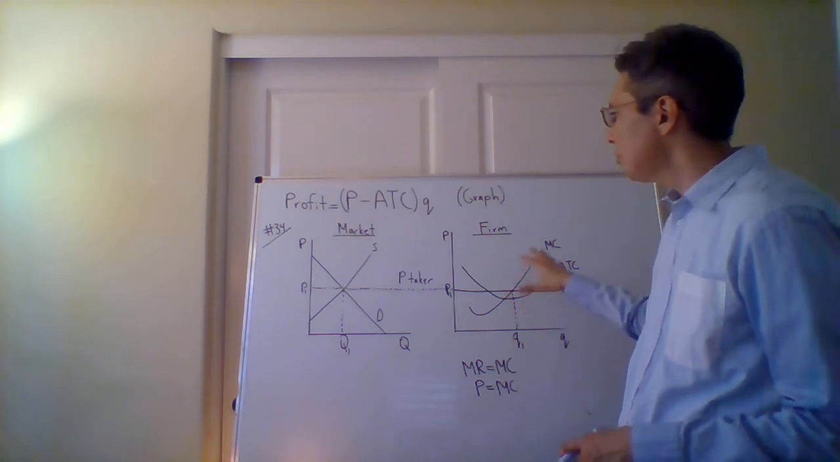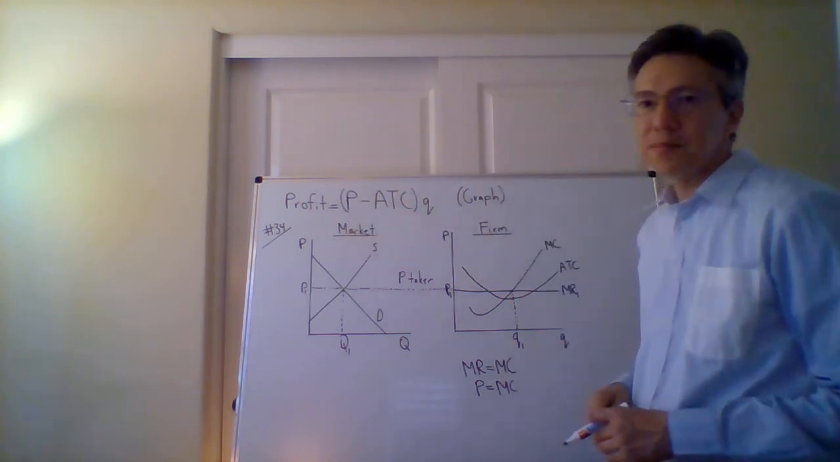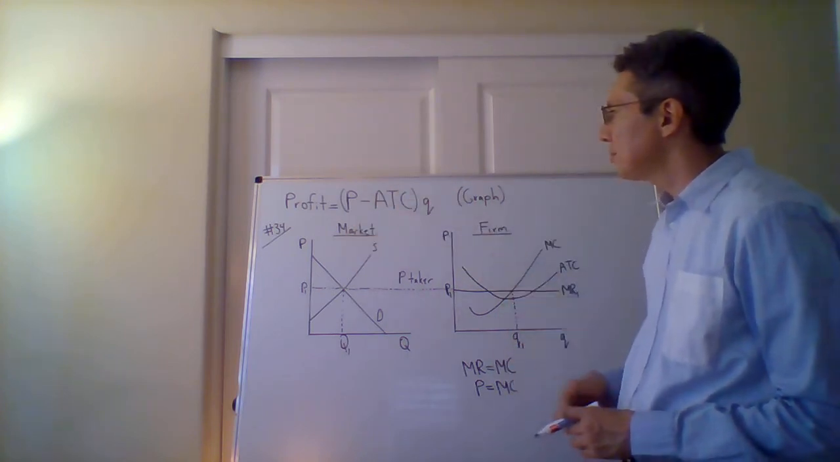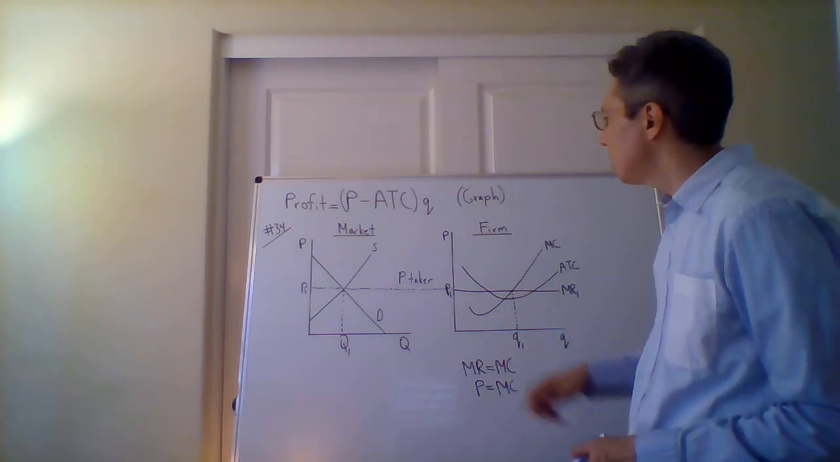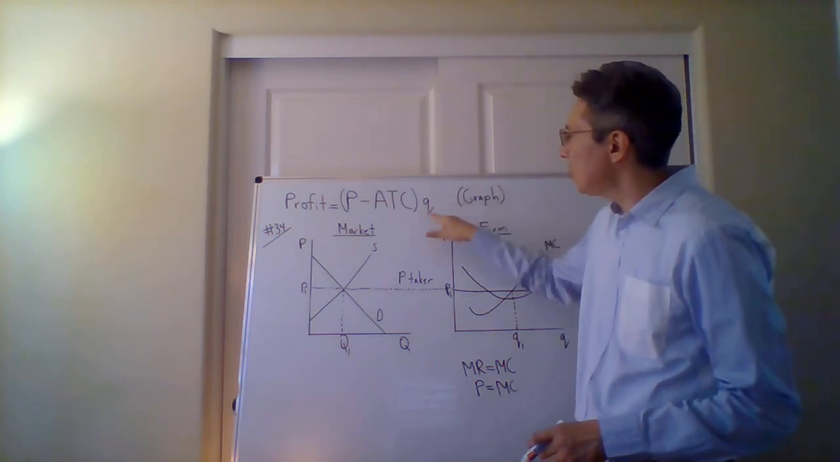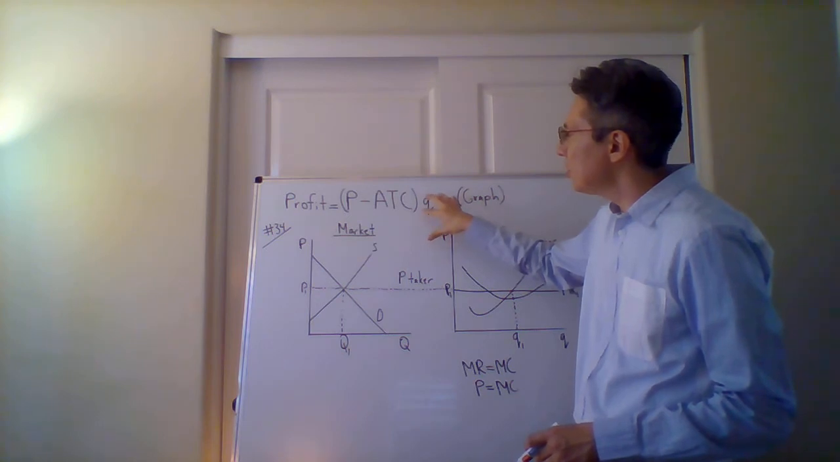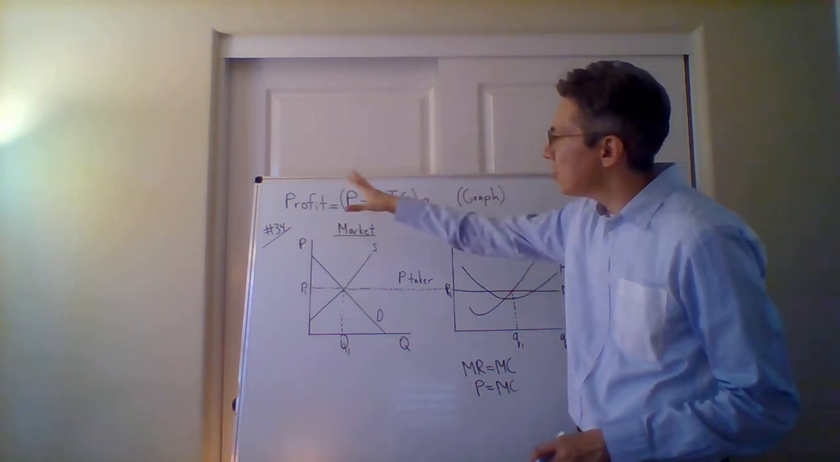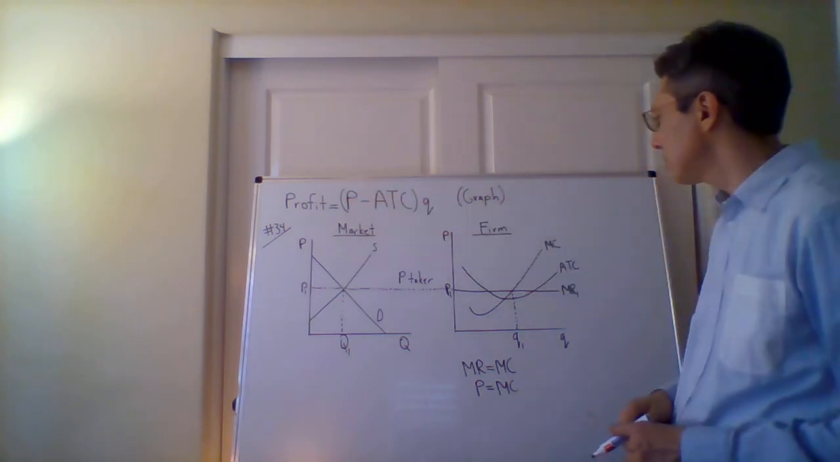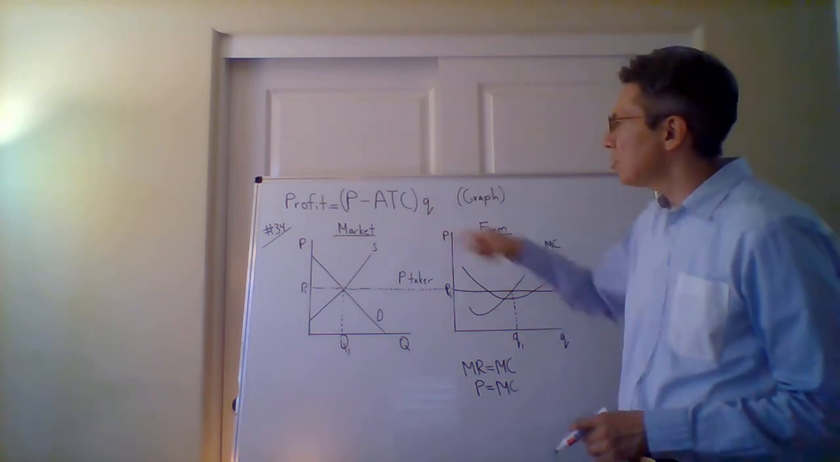What we have to do, remember, to find in this particular problem is the profit. Where is profit here? Well, we've already found this part, the quantity. What we just need to know is where the price and the average total cost are. And so we can use the quantity.